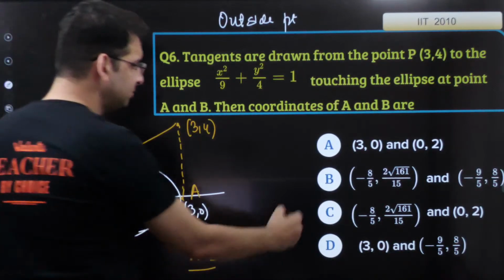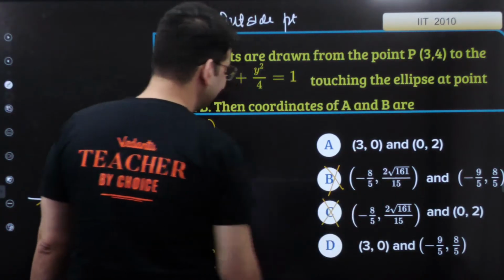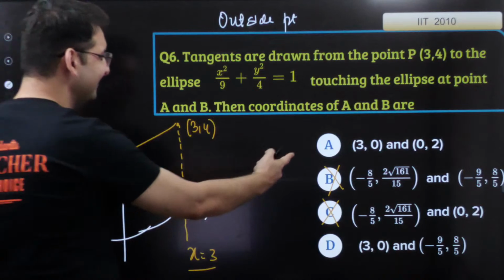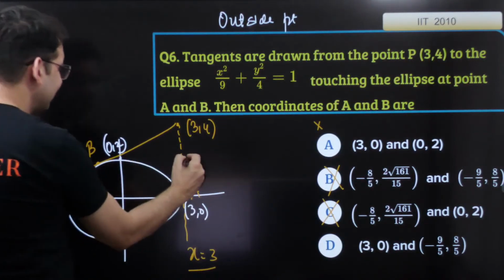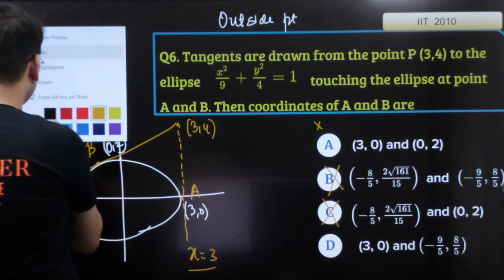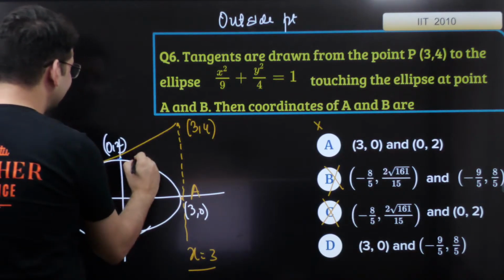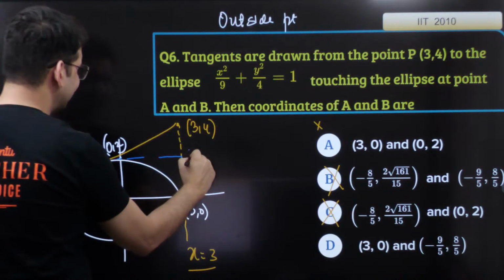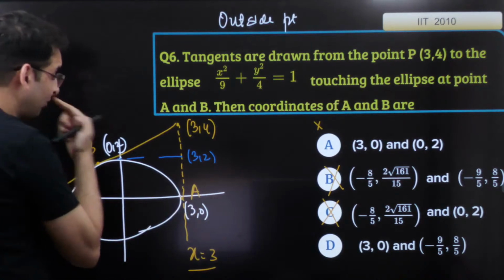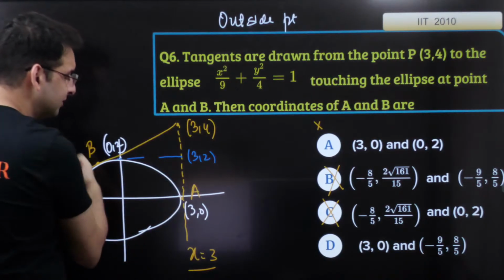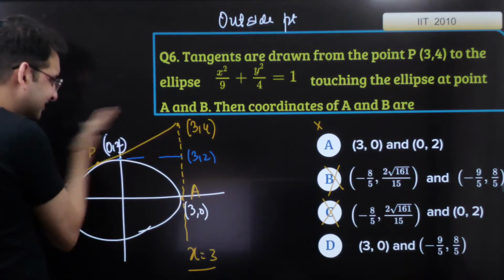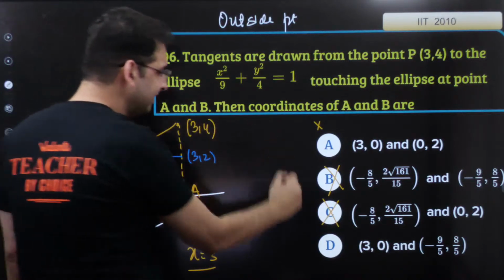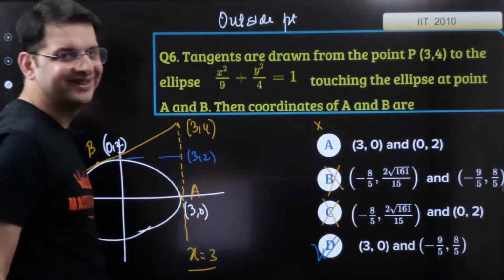So of course, these two are rejected. As simple as that. In fact, this is also rejected. Can you see why? Because for (0, 2), this point has to be here. If the point was (3, 2), then one of the tangents is going to be horizontal, the other is going to be vertical. For this, the point is going to be slightly on the left side. So this is also rejected. The answer is D.